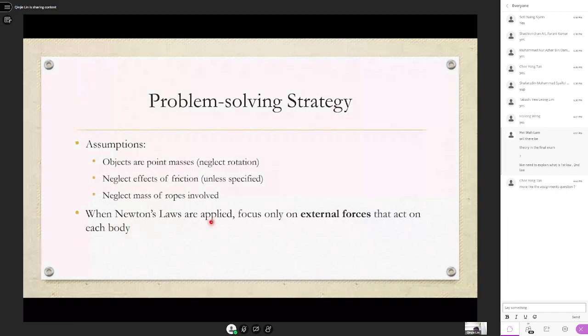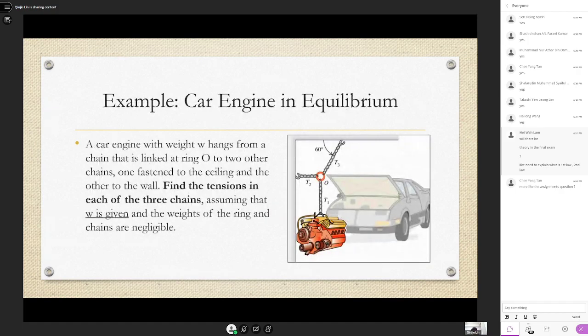When Newton's laws are applied, focus only on external forces that act on each body. External forces are forces from the outside that are trying to push or pull the body. Let's say I'm holding this pen, I'm actually applying force on the pen. But internally, maybe the molecules are holding each other. They are internal forces, but we don't care about this kind of internal. We only focus on external ones.